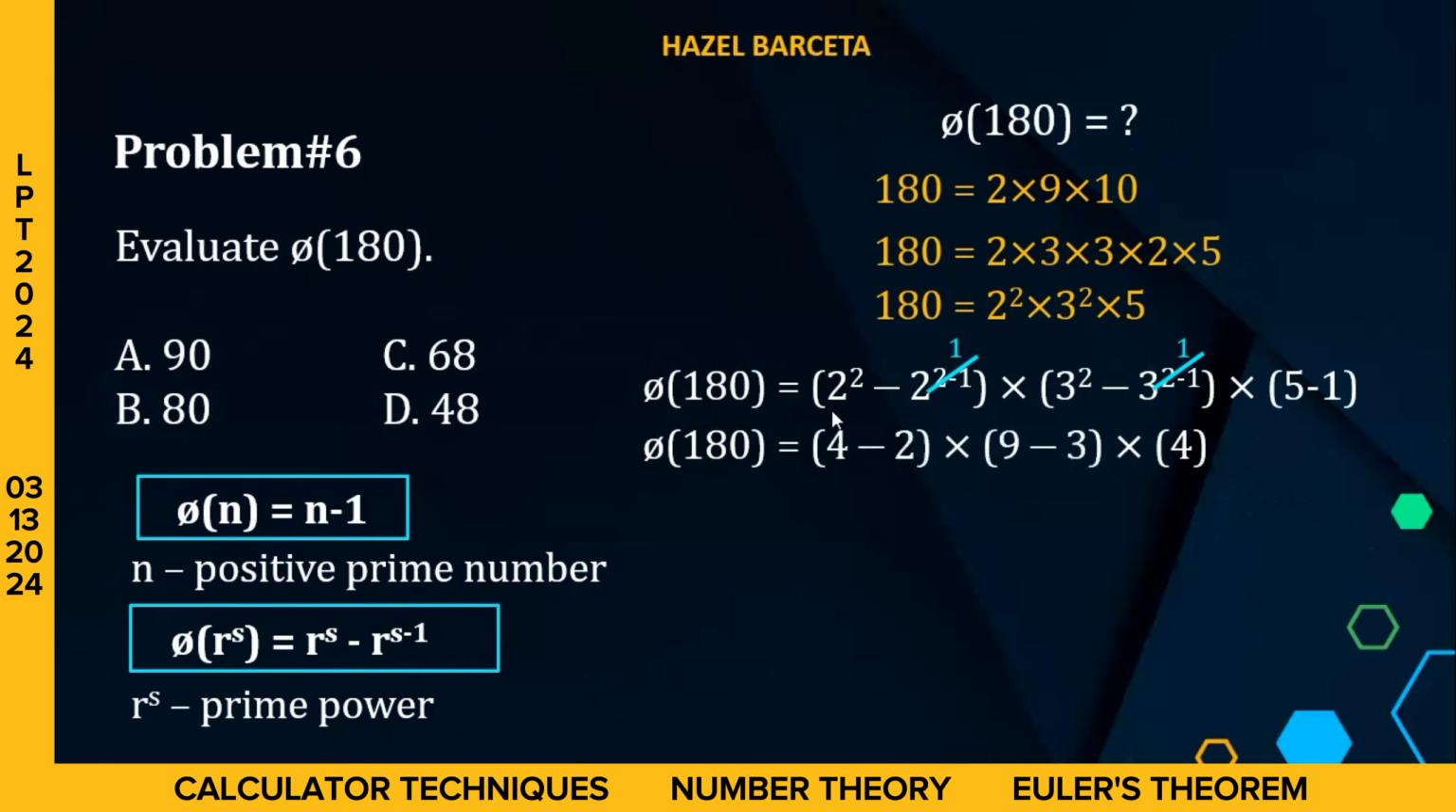So, we have 2 squared is 4, 2 raised to 1 is 2, 3 squared is 9, 3 raised to 1 is 3, then 5 minus 1 is 4. 4 minus 2 is 2, 9 minus 3 is 6, then copy 4. 2 times 6 is 12, times 4, we have 48, letter D. So, ganyan lang po. O, consider po muna natin ang factors. Then, i-check po natin kung anong rule ang applicable.